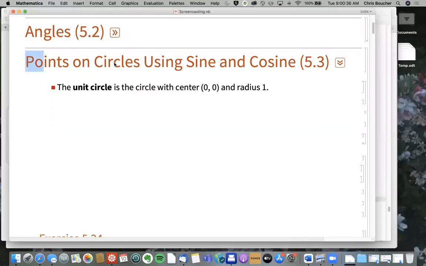Hey folks, this is a short video about sine and cosine. So what we're going to do today is just define sine and cosine, which you've probably heard before, and talk a little bit about computing them.